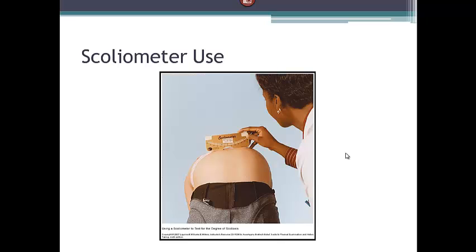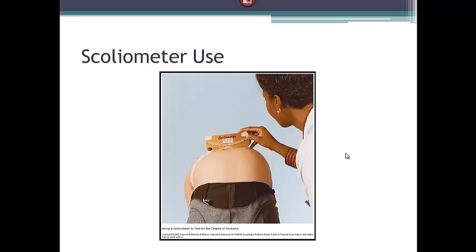What about from the side? You could note the normal convex thoracic curve and the concave lumbar curve. An enhanced thoracic curve is called kyphosis. This is very common in the aging population. And a pronounced lumbar curve is called lordosis.